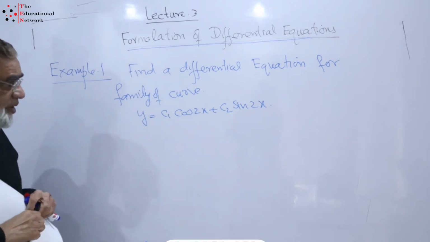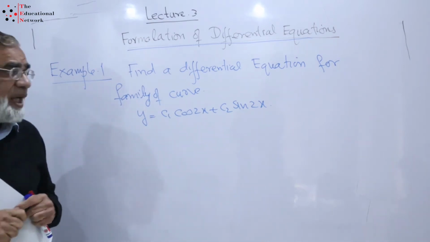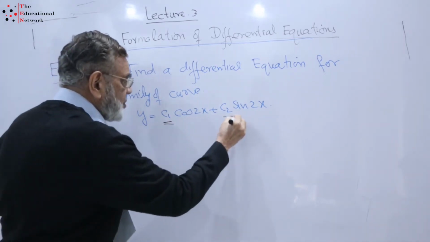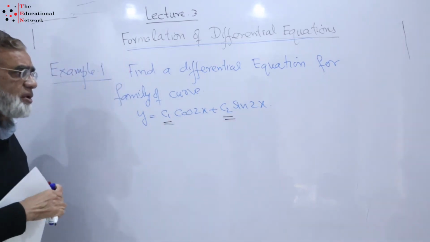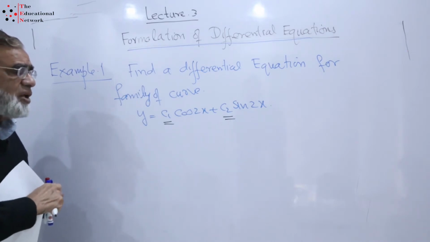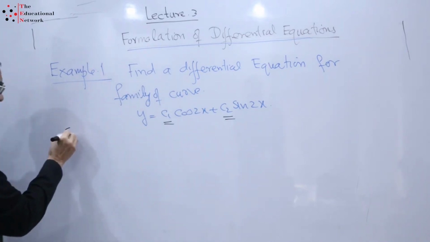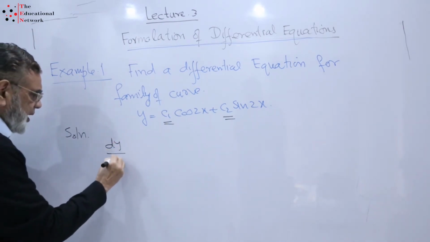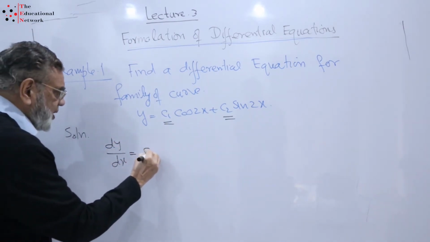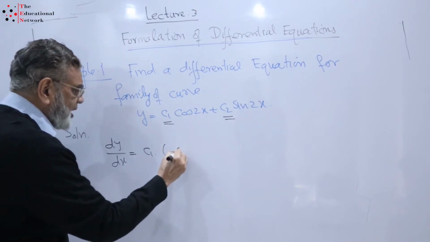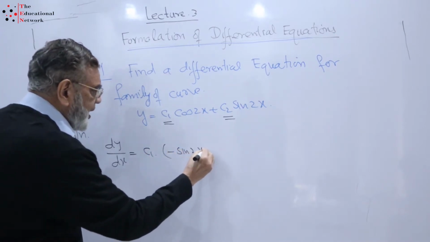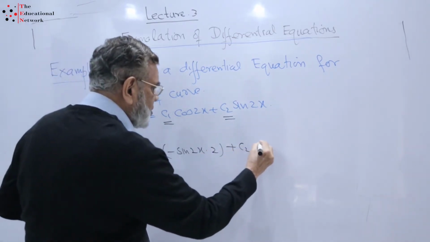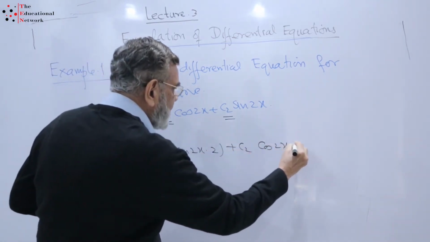I write the derivative of this and then we simplify. Actually, we want to remove these constants c1 and c2. When we eliminate these constants, we get the differential equation. So for the solution, we take the first derivative: dy by dx is equal to c1, derivative of cosine is minus sine 2x, and derivative of 2x is 2, plus c2, derivative of sine is cosine 2x into 2.